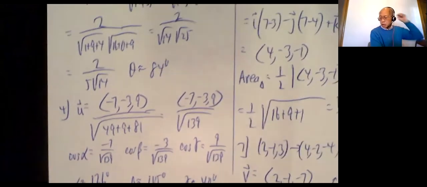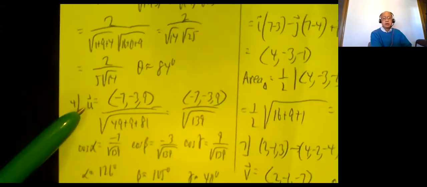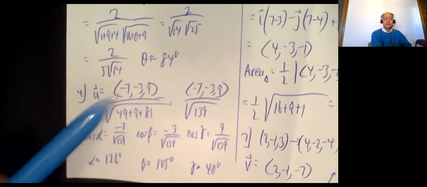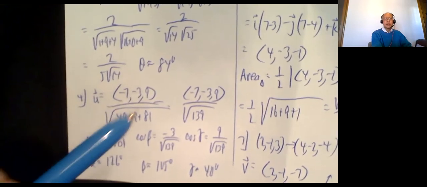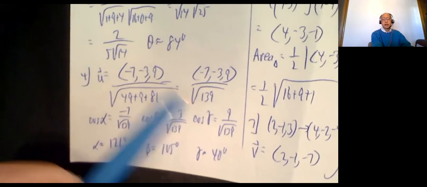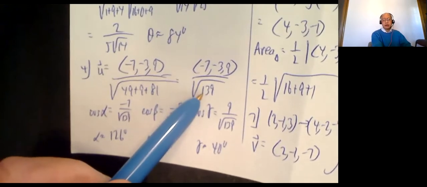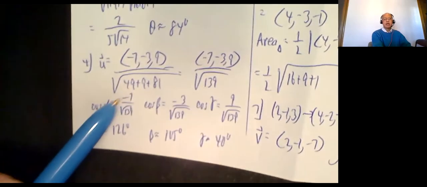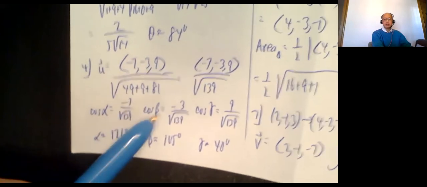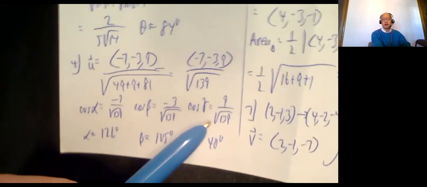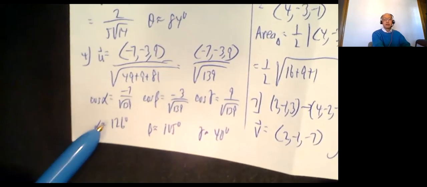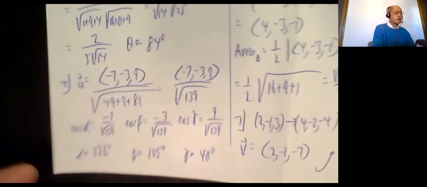Number 4, direction cosines and direction angles. So the unit vector is <-7, -3, 9> over the square root of (-7)², 49, plus (-3)², 9, plus 9², 81, radical 139. Okay, so the direction cosines: cosine alpha is -7 over radical 139, cosine beta is -3 over radical 139, and cosine gamma is 9 over radical 139. Punch in your calculator to the nearest degree. Alpha, beta, and gamma in order are 126 degrees, 105 degrees, and 40 degrees.